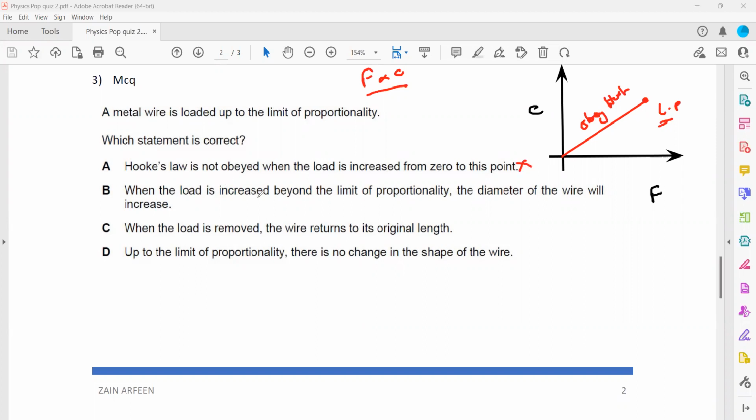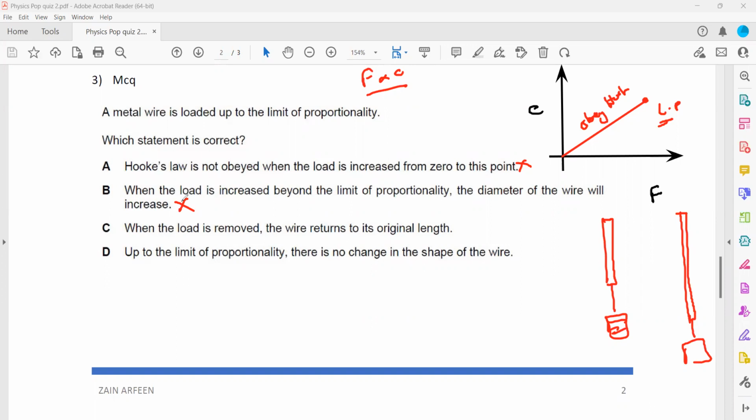When a load is increased beyond the limit of proportionality, the diameter of the wire will increase. No. Logically, what happens if you add too much load to a wire? The wire will stretch, its length will increase and the cross-sectional area will decrease. It gets thinner. So its diameter does not increase, its diameter will decrease.